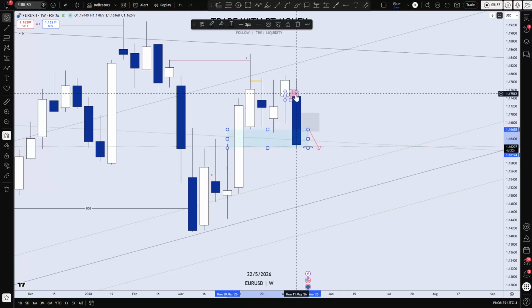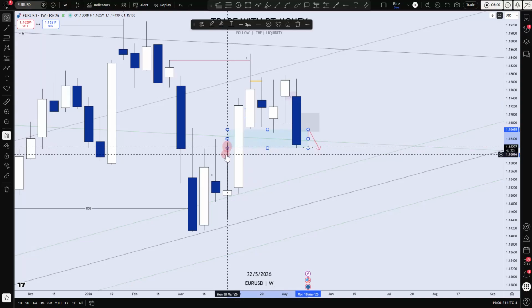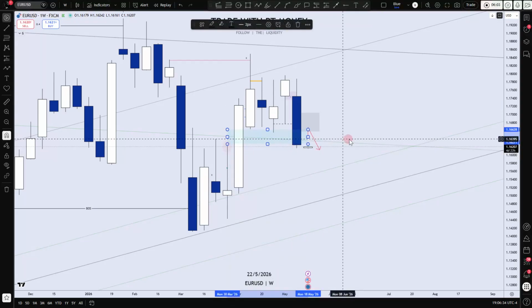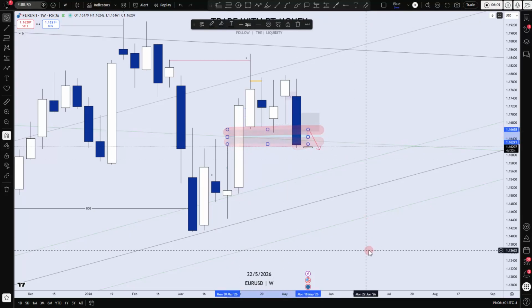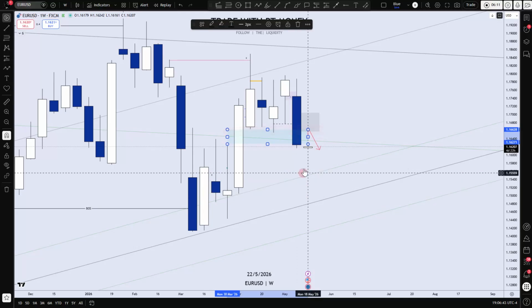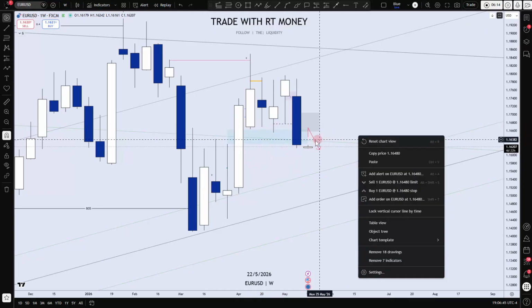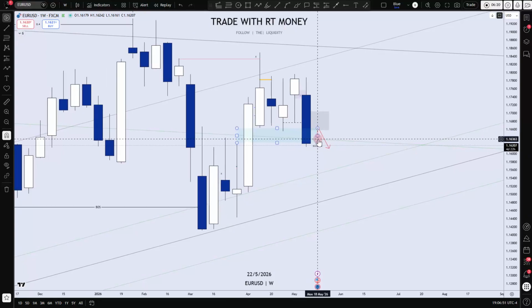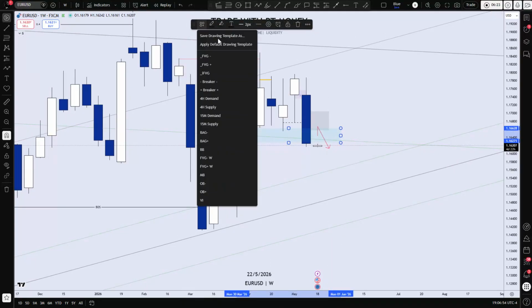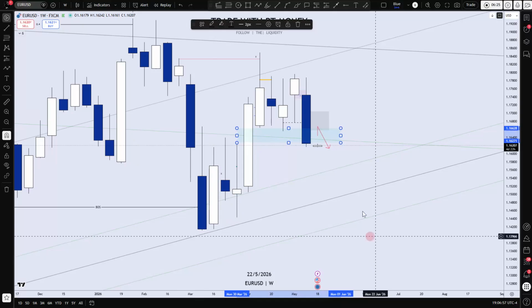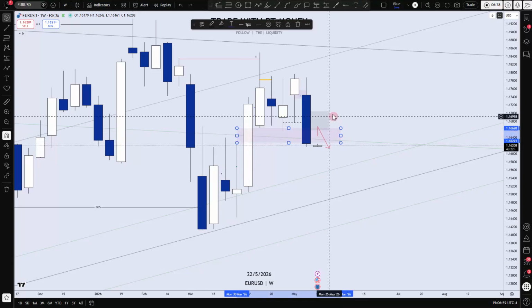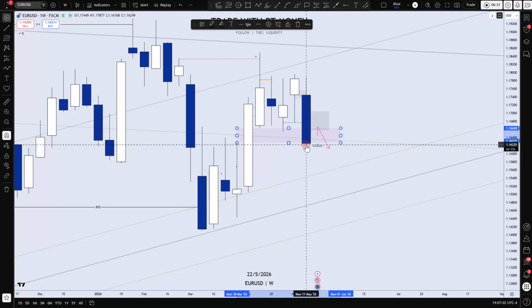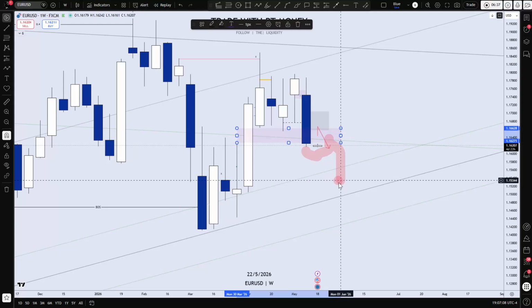What I want you to see is that there was a close last week below the low of this fair value gap. It has been disrespected to the downside. That would mean there is a good potential that the market is going to turn this into an inverted fair value gap. So the market could use this, instead of finding support here, it will find resistance and then continue down from here.